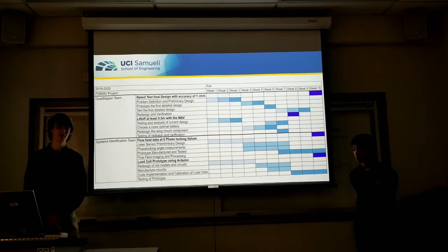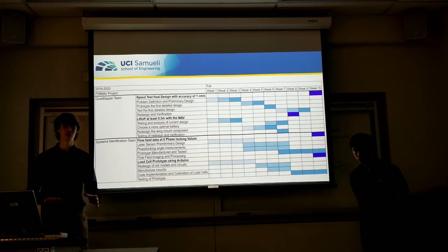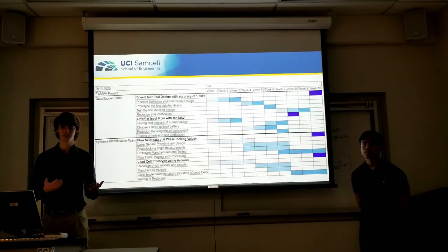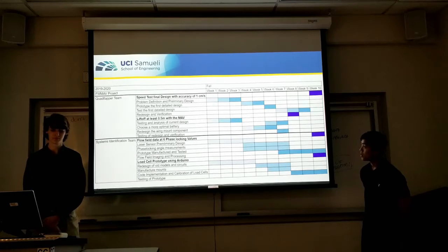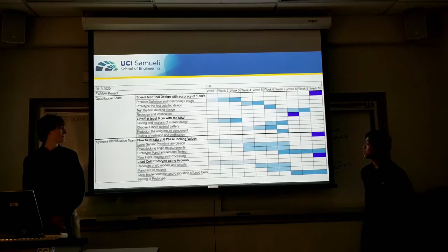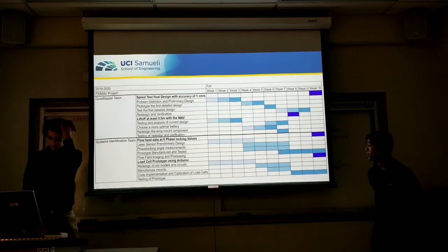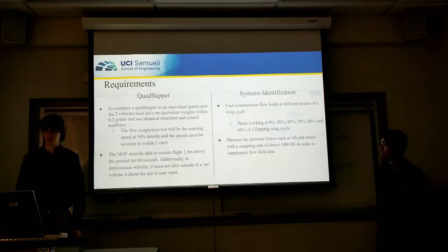It couldn't go any higher due to the ground effect, which is basically a blanket of air that forms underneath the vehicle that adds to the lift component. The timeline for systems identification includes having 6 phase locking values by week 10, and also having a low-slope prototype by week 10, also using Arduino.